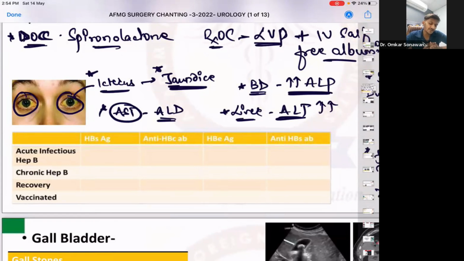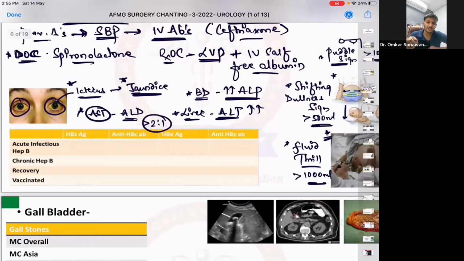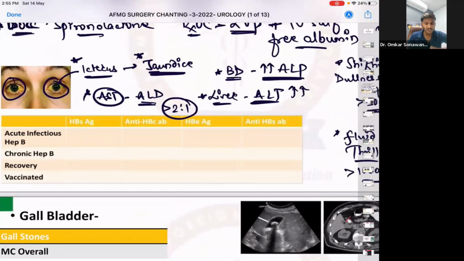in cardiac conditions. Therefore, very good, it is the AST by ALT ratio, or SGOT by SGPT ratio, and the ratio should be more than 2:1. That is important. Please remember this. Yaad rakh lena. More than 2:1 is suggestive of alcoholic liver disease in the patient.